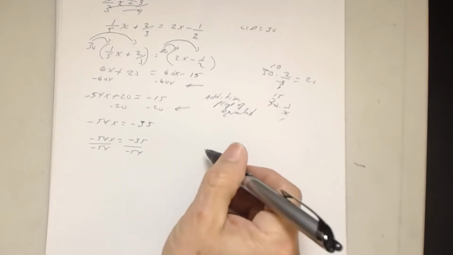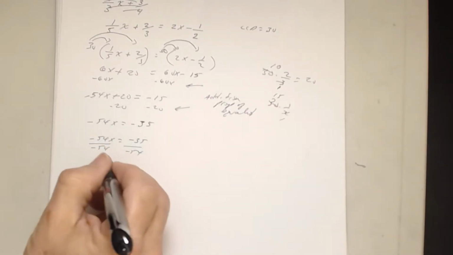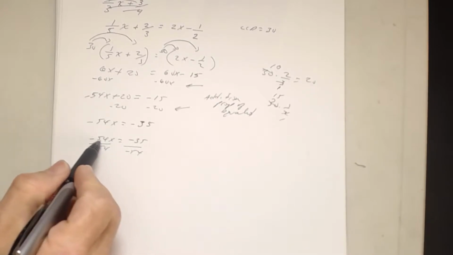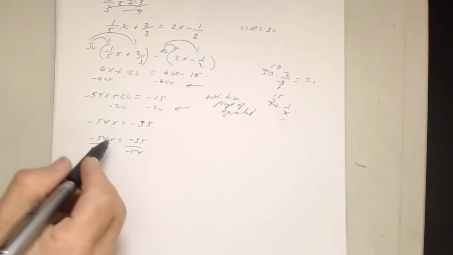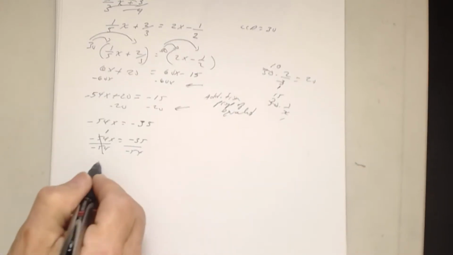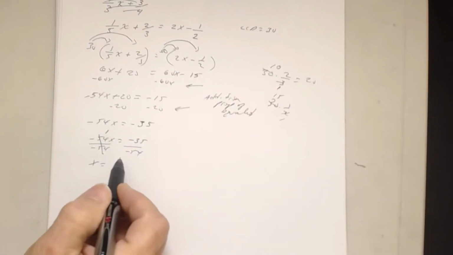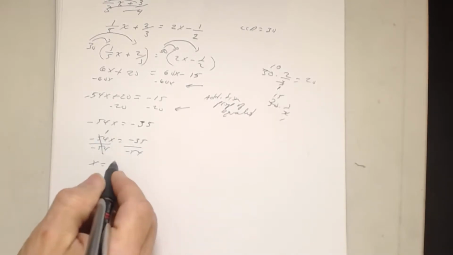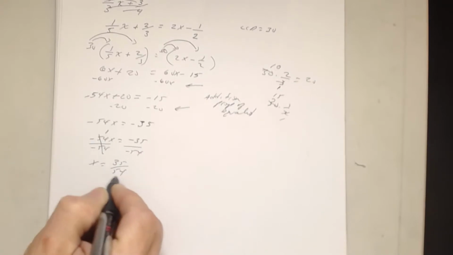Because look, if you divide by negative 54x, let me just show you. First of all, divide by negative 54 is correct. You divide by the coefficient because you want a 1x, right? Yes. Negative 54 divided by itself is 1. 1 times x is x. That's what you wanted. A negative divided by negative is a positive. Can I reduce 35 54ths? No. So there's your answer.